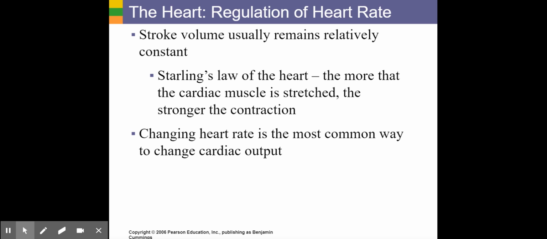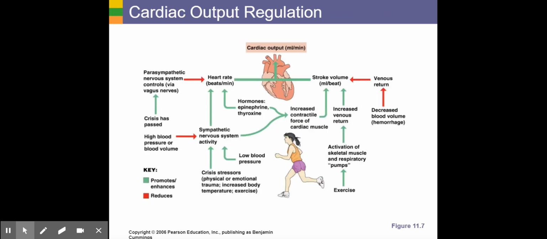Obviously, if we're under stress, it should change. If we're trying to walk up and down stairs, our cardiac output should go up because our heart rate should increase. If it doesn't, then we worry that we've got some sort of an issue here.